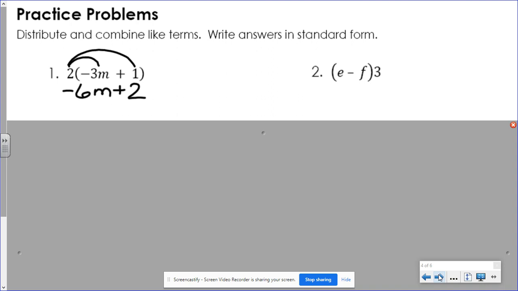In number 2, I am distributing. The 3 would usually be here for what we're used to. We're used to seeing it in front of the parentheses, but it doesn't have to be there. That 3 is still going to be shared with both of these things. So I would have the 3 times the e, which would just be 3e. And then I'm going to leave that as a minus for a second. I know I kept saying I don't like subtraction, but let's leave it there for a second. 3f. If you changed it to add the opposite, it would look like that.